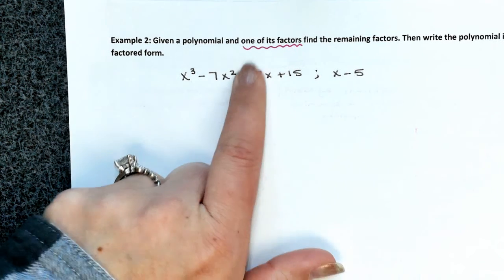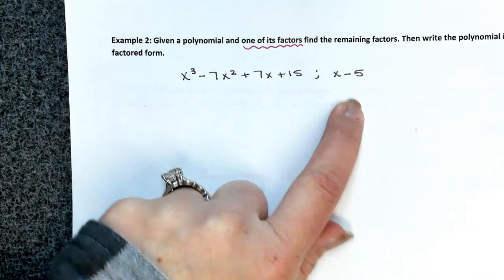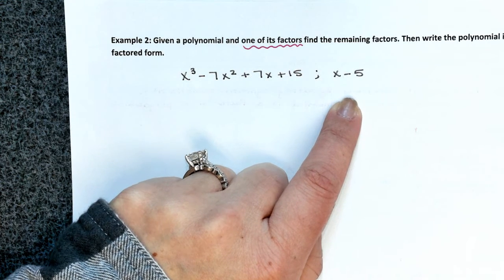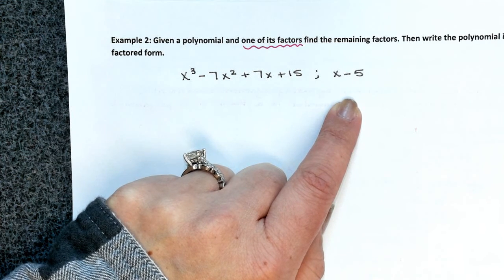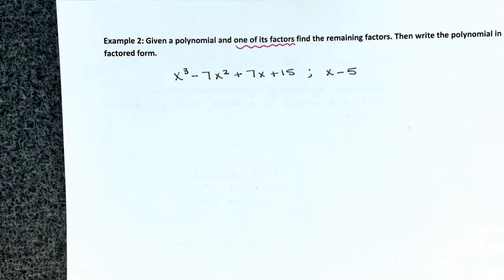Okay. Based on what it says, this is one of its factors. X minus 5 is a factor. What does that mean? It has a remainder of 0. If I do this divided by that, I have to get a remainder of 0.